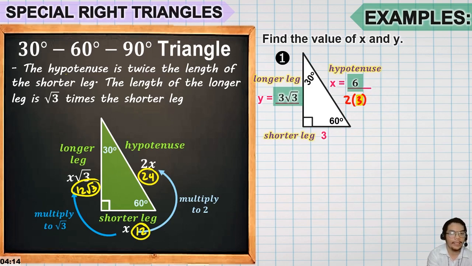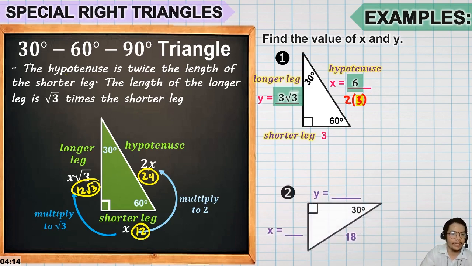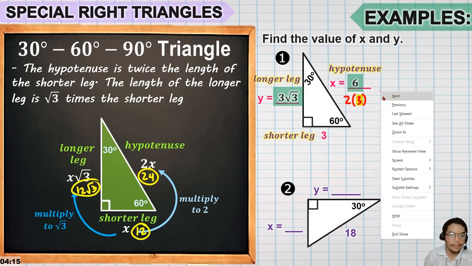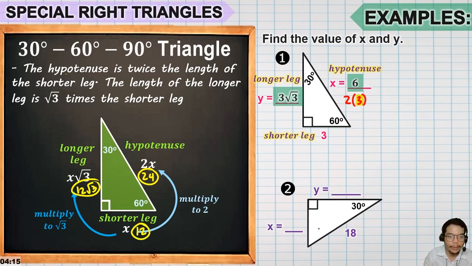Ayan. O, sige, let's have another example para mas maintindihan pa natin. Let's have this one, number 2. So, one of the angles of this right triangle is 30 degrees. So, that means the other angle, we can safely assume that it is equal to 60 degrees. Kasi ang sum nitong dalawa dapat 90. Di ba? Sum of the acute angles of a right triangle is 90 degrees. So, it's safe that this given right triangle is a 30, 60, 90 triangle.